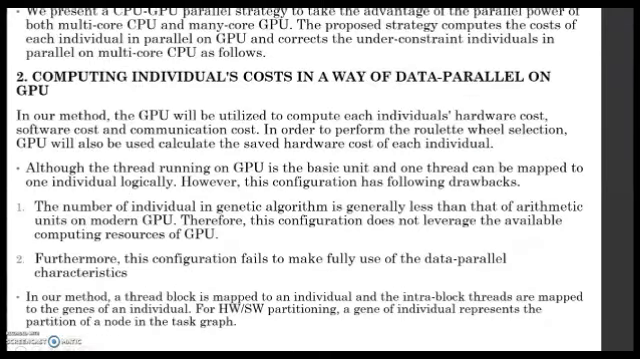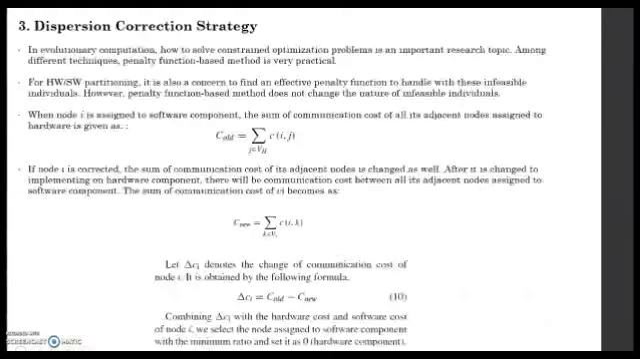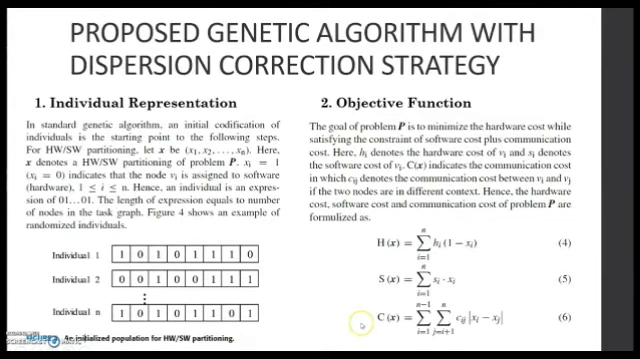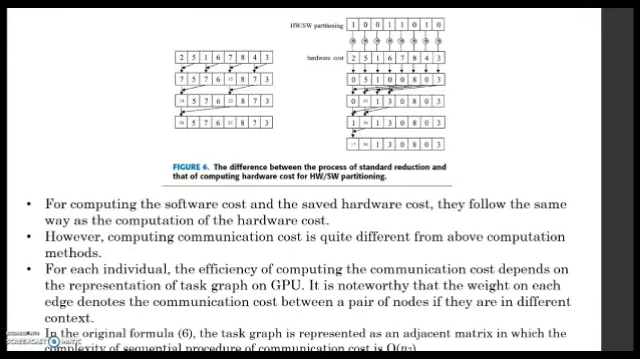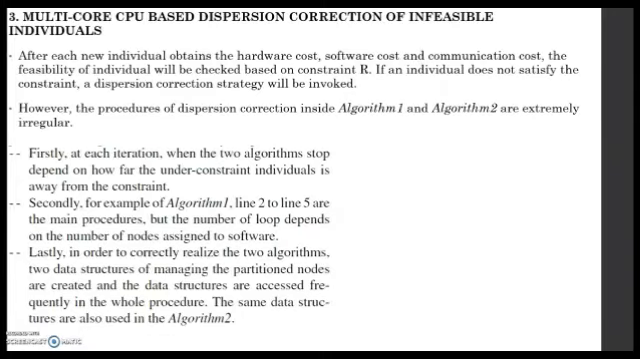The original formula 6, as we had seen, is this formula of communication cost. The task graph is represented as an adjacent matrix, in which the complexity of the sequential procedure of communication cost is O of n squared. The third point is multiple CPU-based dispersion correction of invisible individuals.